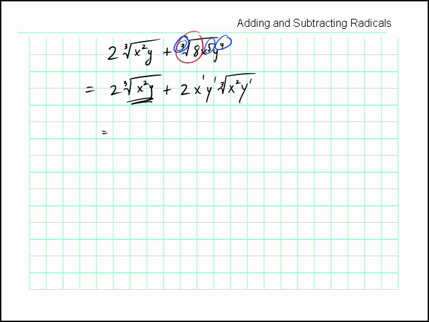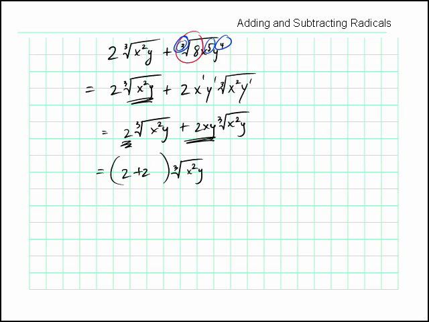Okay, so we've got 2 cube root x squared y plus 2xy cube root x squared y. If we factor the cube root x squared y out, we are left with, in the parentheses, 2 plus 2xy, cube root x squared y's. And this is our answer. One or two more examples. Let's look at this one now.